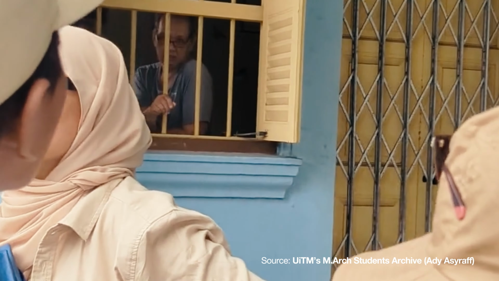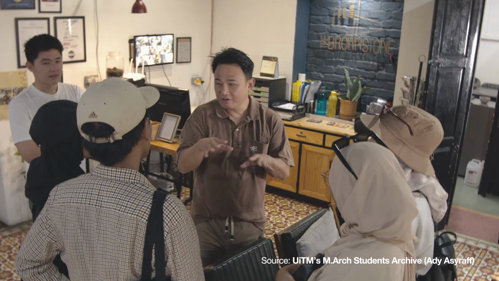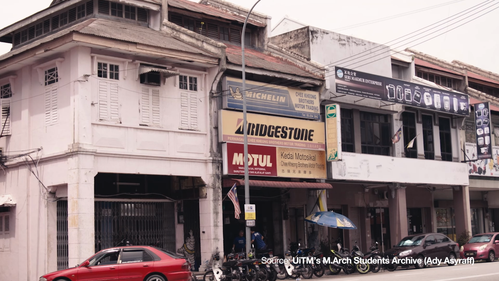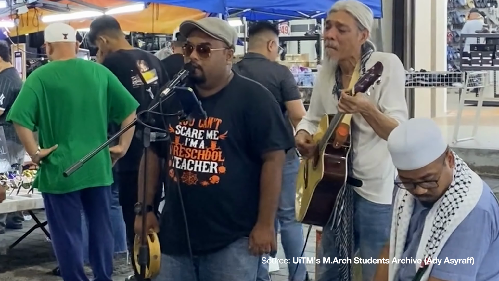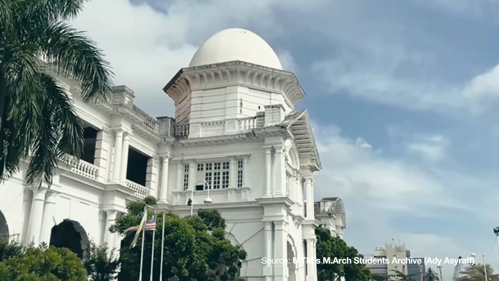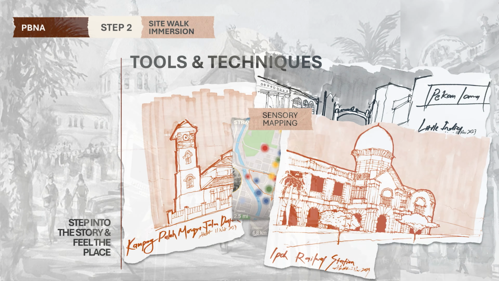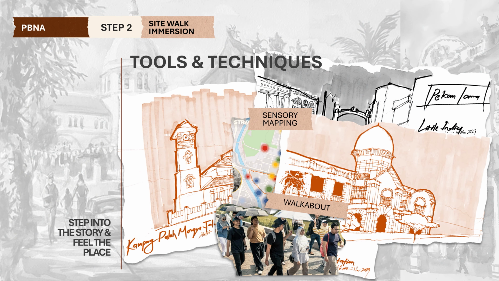Why is this important? These sensory cues shape how people feel and interact with a place. They reveal the emotional and atmospheric layers of the site, things that cannot be seen on a map. Second is walkabout with a local architect.